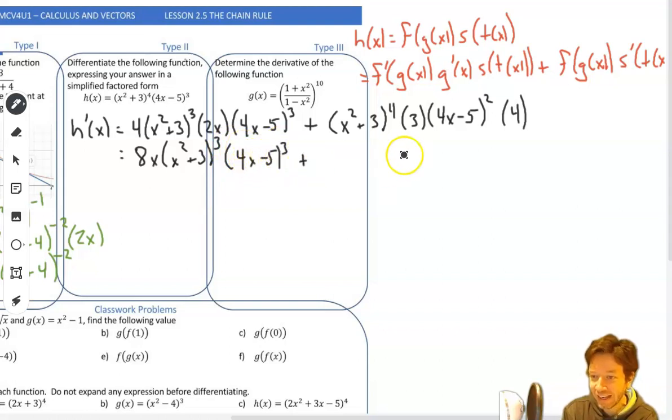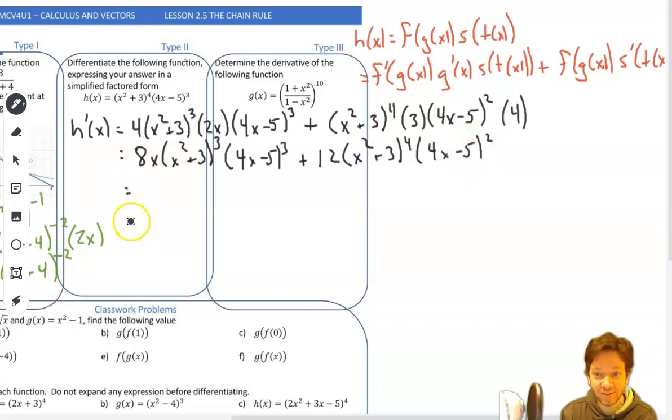And then we're going to add, we have 4 times 3, which is 12, times (x squared plus 3) to the power of 4 times (4x minus 5) squared. Now what we can do is pull out a common factor. So in our coefficients, I can pull out a 4. And then I have (x squared plus 3) cubed and to the 4, so I can at least pull out a cubed.